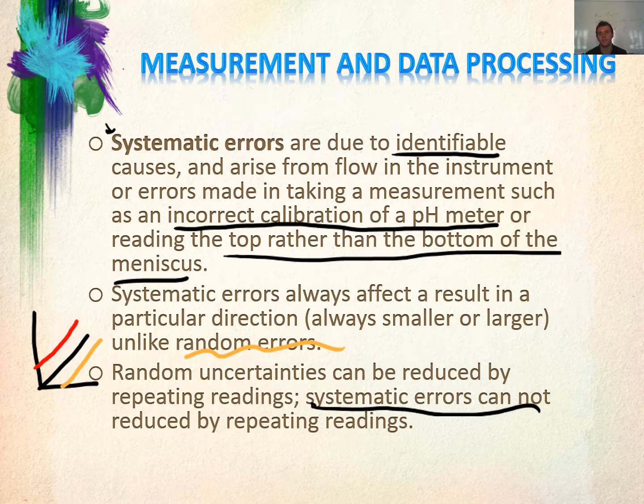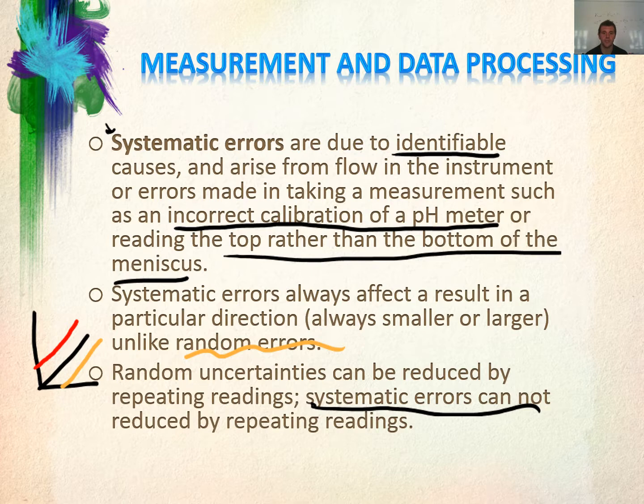Systematic errors always affect a result in a particular direction, unlike random errors. So for example, if I have a graph, and if I have a systematic error, my graph is going to either be skewed up or skewed down. But what you'll see is a full shift. It's going to result in a particular direction, so always larger values or always smaller values. It's not going to be random, where this one was larger and this one was smaller, because that is a random error. Keep that in mind.